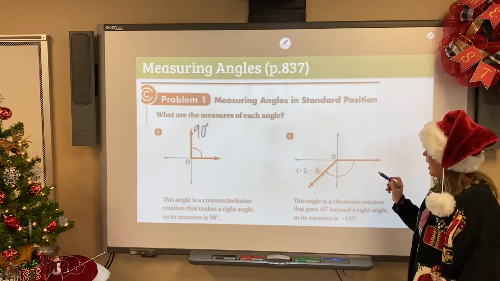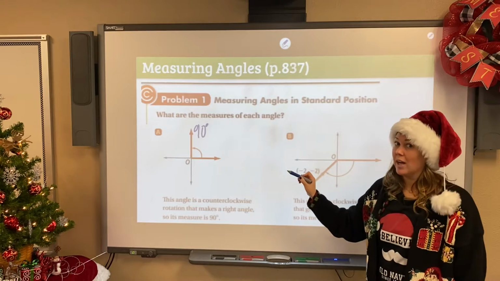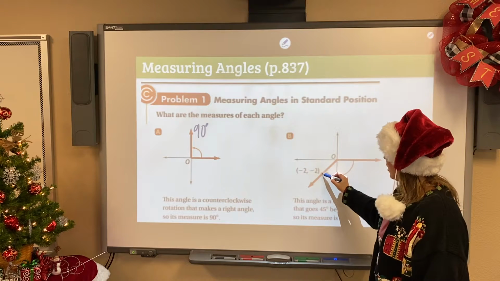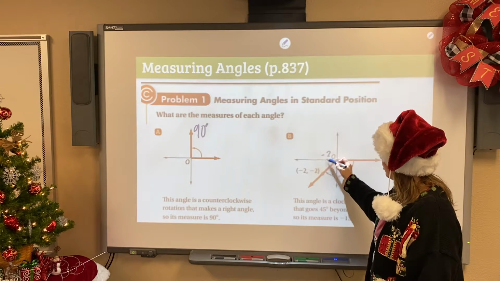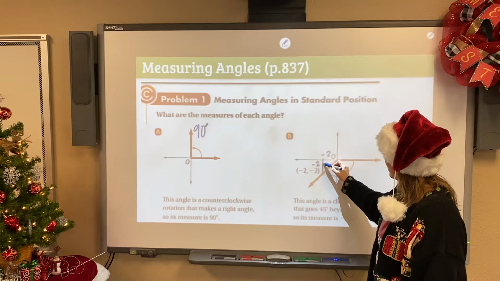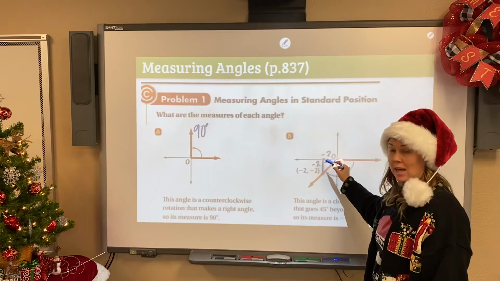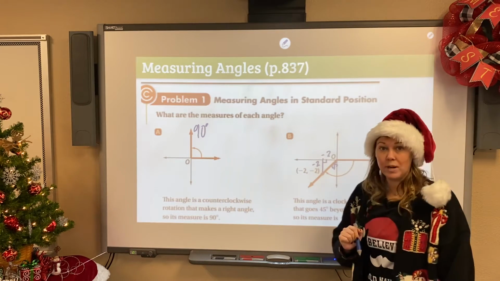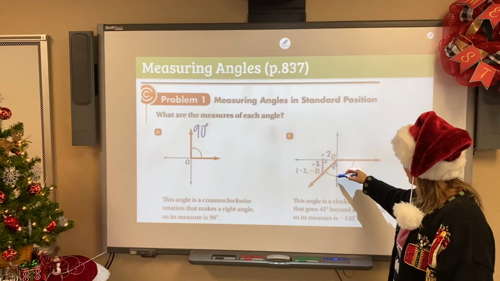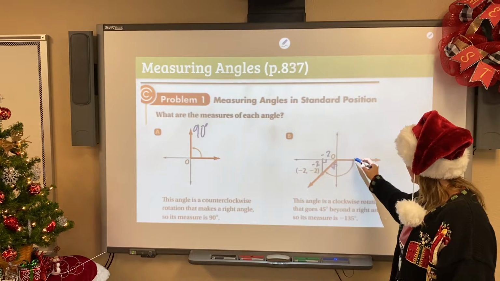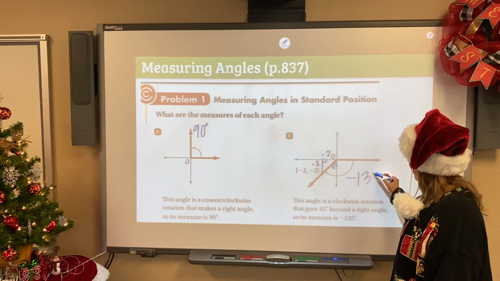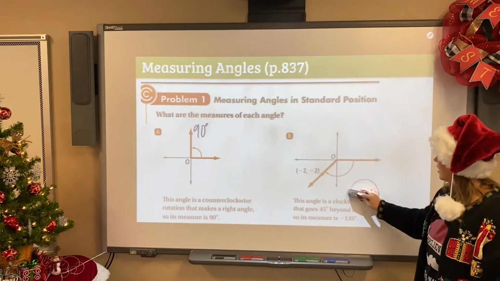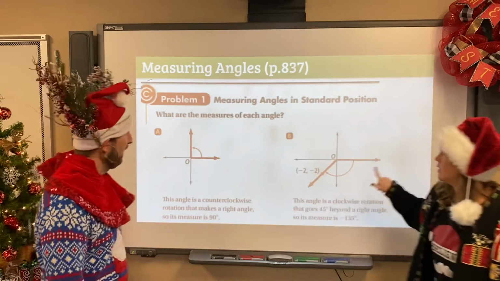But this is going clockwise, so this is going to be a negative. So we go negative 90, and then here, okay, this is negative 2, this is down negative 2. We know this is a 90 degree angle. Since these are the same, this would be a 45, 45, 90. So this is a 45 degree angle right there. So that means we go negative 90 and then negative 45. So this angle right here would be negative 135 degrees, okay? So that is how we determine angles based on the figure.